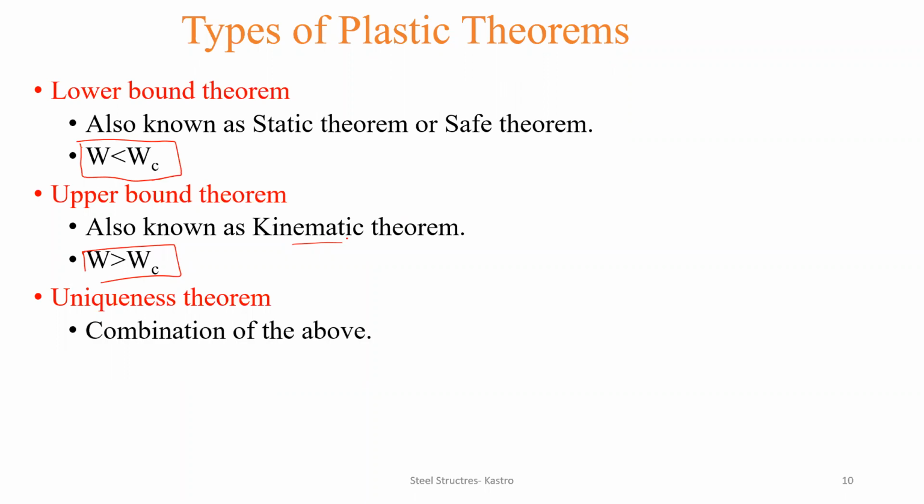And the uniqueness theorem is a combination of the upper bound theorem and the lower bound theorem. This is the key difference which you have to remember between the upper bound and lower bound theorem. In the lower bound theorem the working load will be less than the factored load, and in the upper bound theorem the working load will be greater than the factored load. So these are the three different types of plastic theorems which you have. These are not in your syllabus, but you try to remember these plastic theorems. If you know these, then it will be better to understand the plastic hinge capacity.